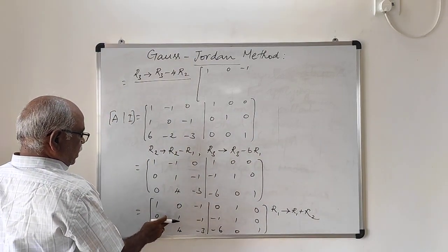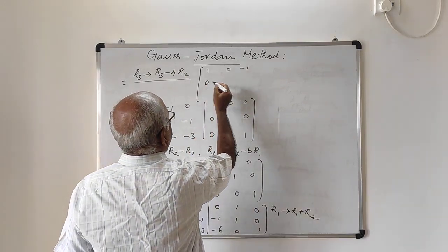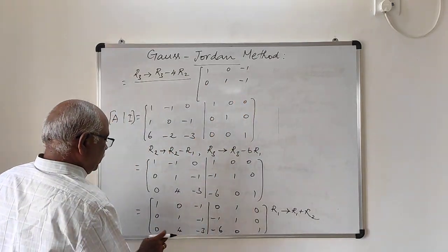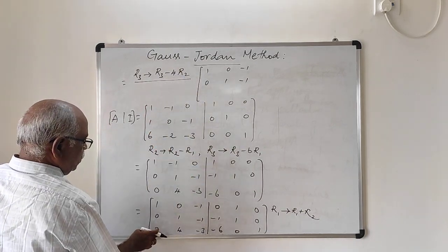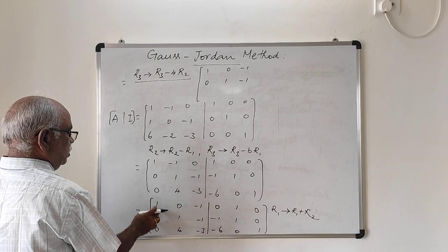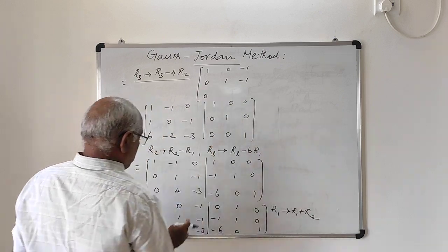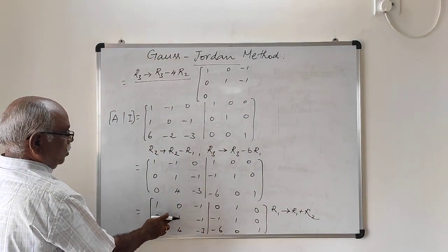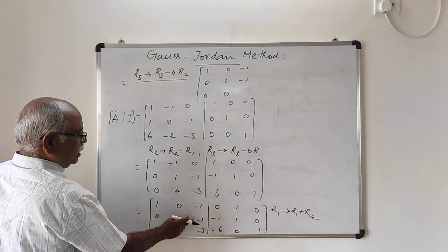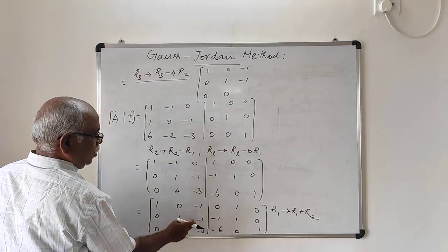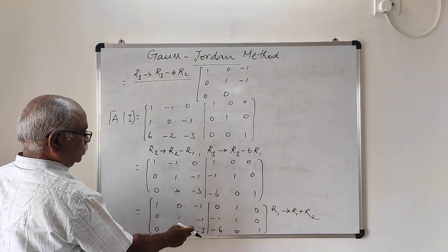R3 we have to change. R2 is also written as it is: 0, 1, minus 1. And for R3 minus 4 R2: 0 minus 4 times 0 is 0. 4 times R2 is 4 into 1, 4. 4 minus 4 is 0. And this is minus 4 into 1, minus of minus, plus 4. Minus 3 plus 4 is 1.